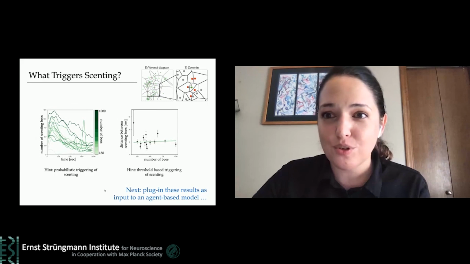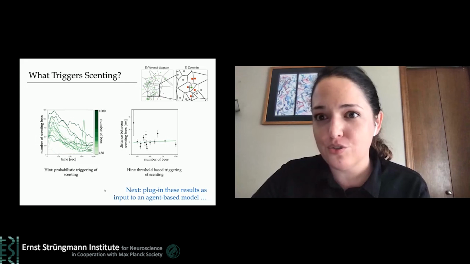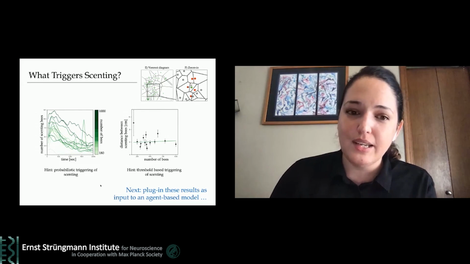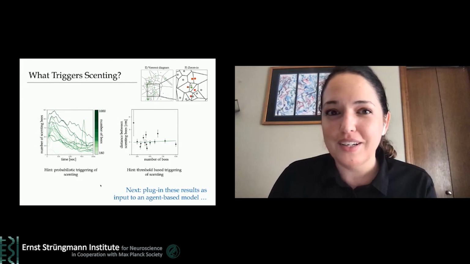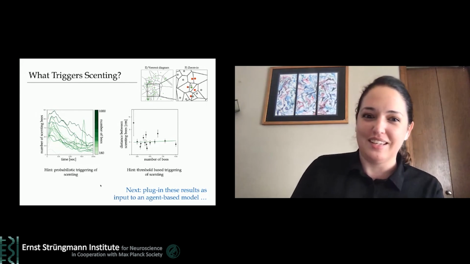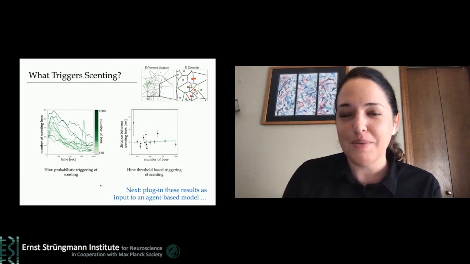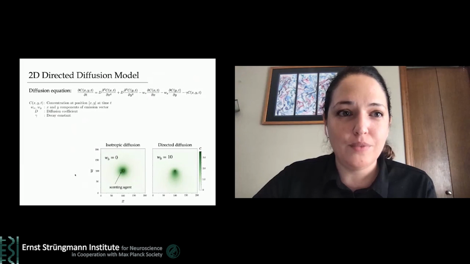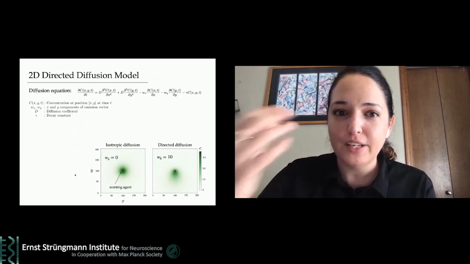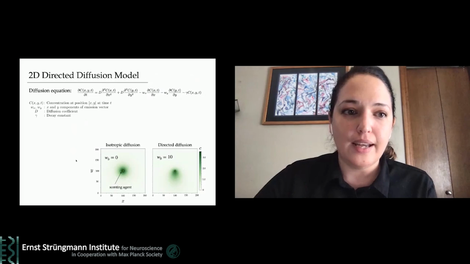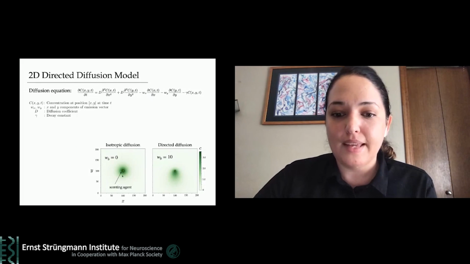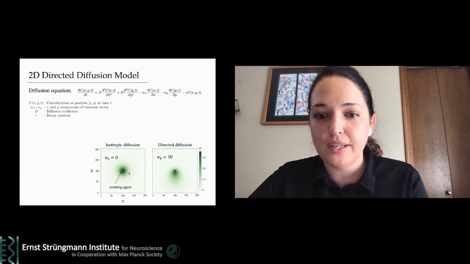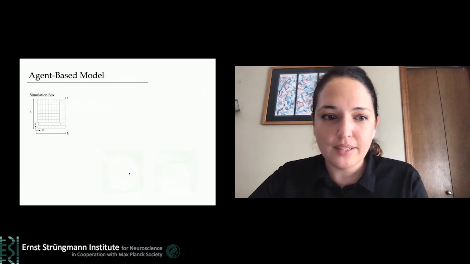And next, we're going to use these hints to construct, again, an agent-based model that captured the process. And we're going to do that to understand better the behavioral decisions that bees can make in the model. Okay, so we constructed a model where we have agents that can move in a two-dimensional arena. When they do stop to scent, they can do so either in an isotropic way.